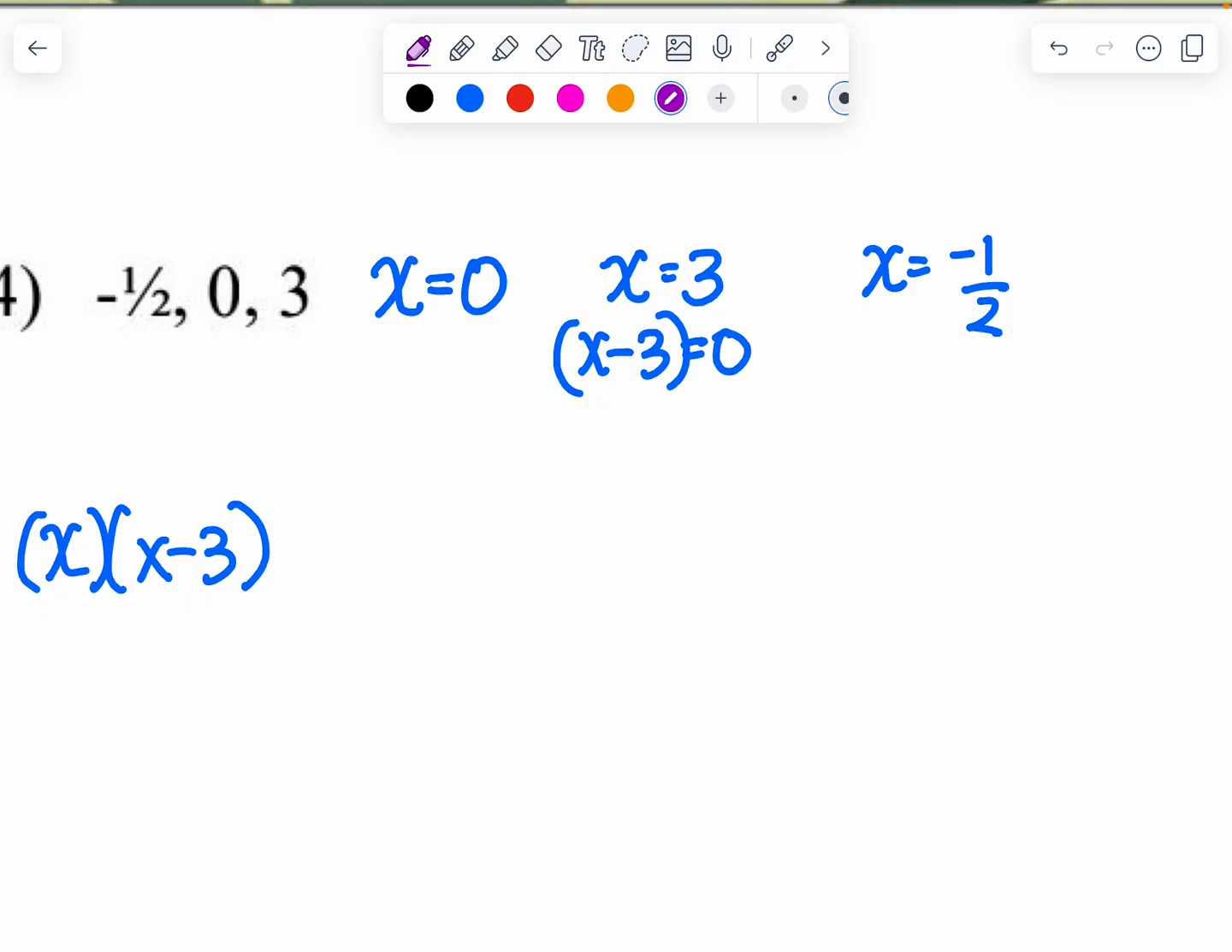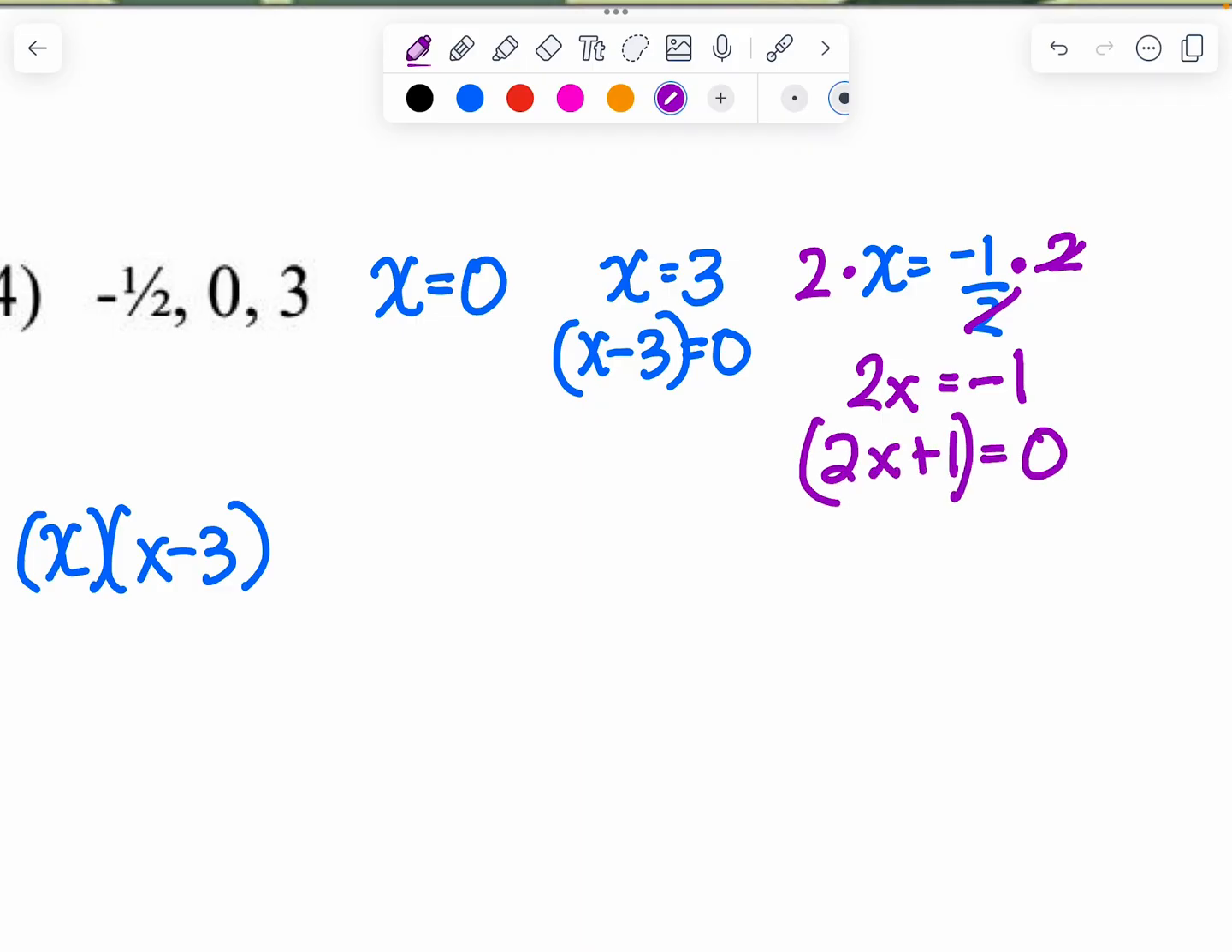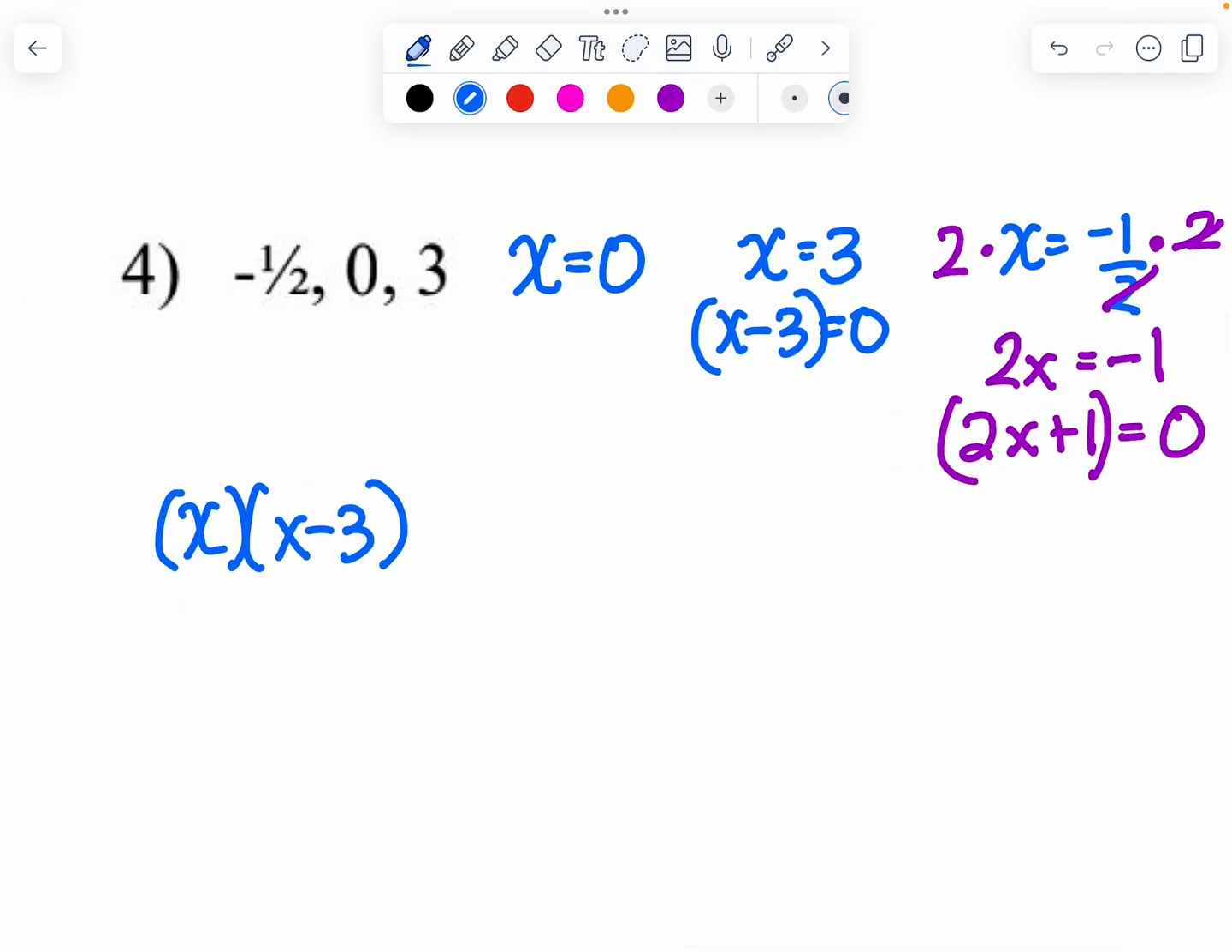So in order to change this fraction into a factor, I'm going to have to get rid of that 2 on the bottom of that fraction. So I'm going to multiply both sides by 2, and I get 2x equals negative 1. And I'm going to add 1 to both sides. 2x plus 1 equals 0. And there's my third factor. I'm going to go ahead and add that to my polynomial.